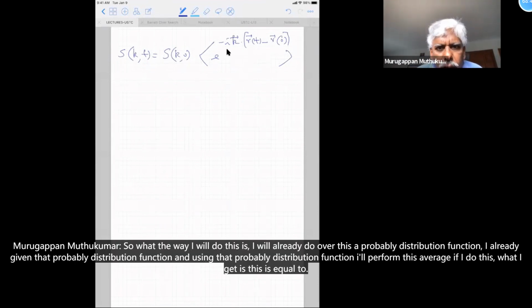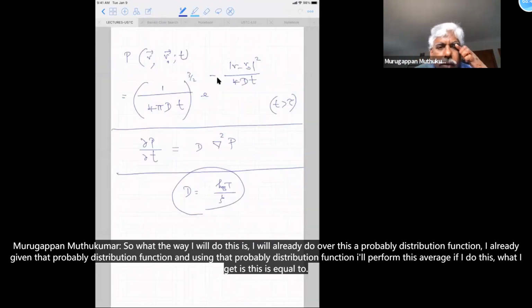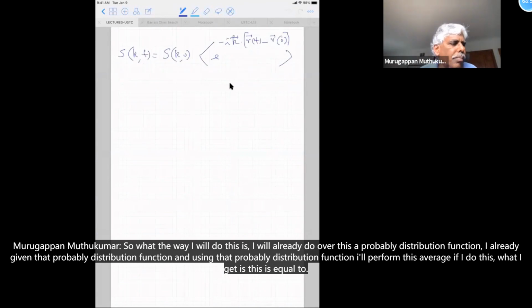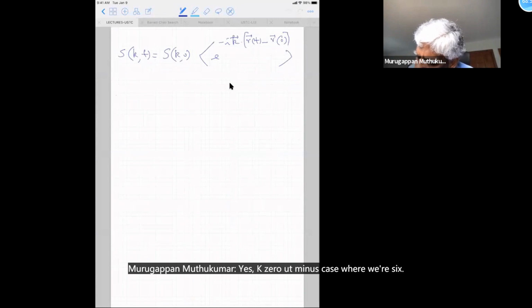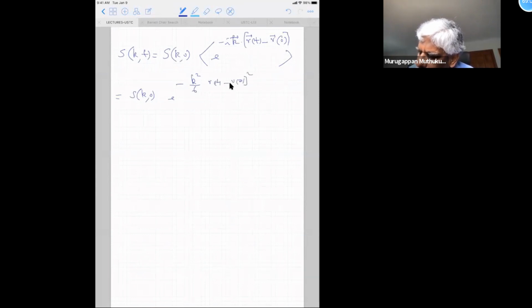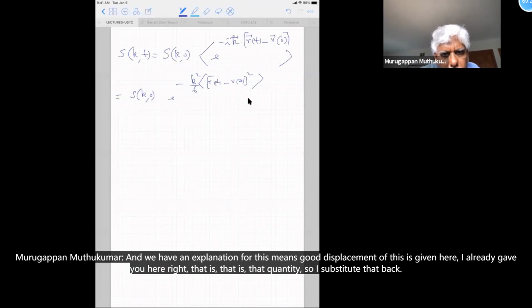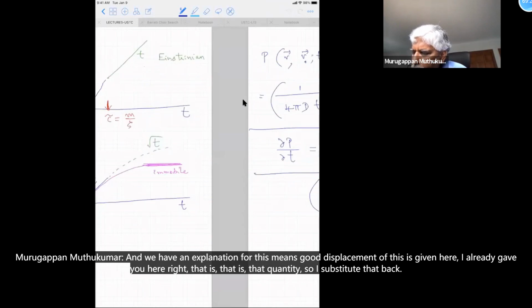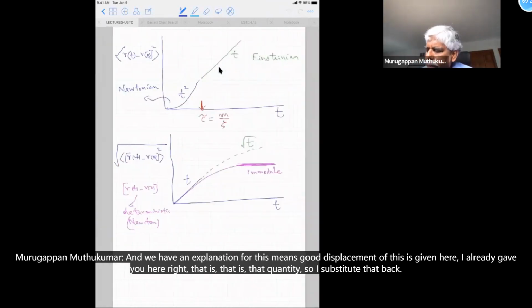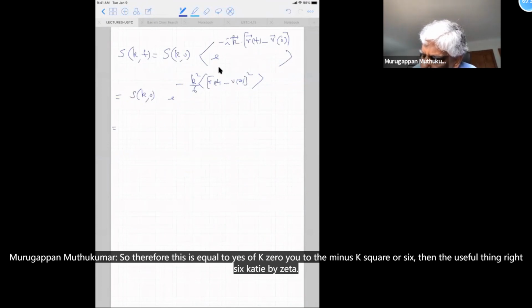So the way I will do this is, I will average over this probability distribution function. I have already given that probability distribution function, and using it, I'll perform this average. If I do this, what I get is S of k,0 times e to the minus k squared over 6 times the average of r of t minus r of 0 squared. It turns out to be a very neat result: e to the minus k squared over 6 times the mean square displacement of the particle. And we have an expression for this, given here. I already gave you that quantity, so I substitute that back.